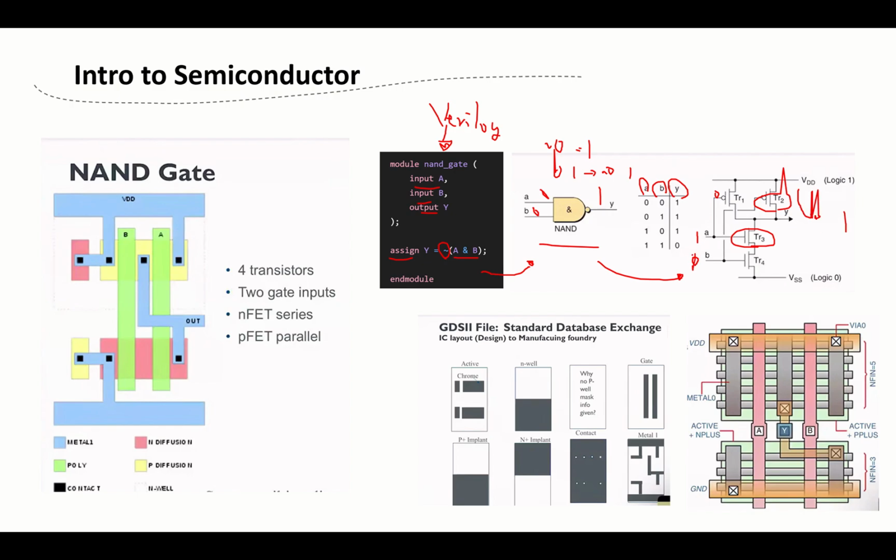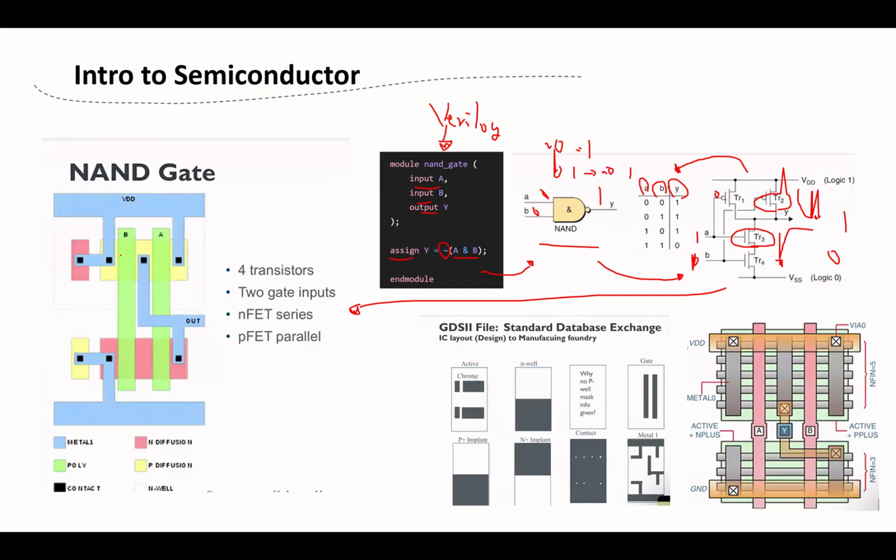However, if we give both of them 1, the 2 PMOS will be closed, but the 2 NMOS will be on. So the voltage will be drained down to the ground, so the output will be 0. You can play around and you'll figure out that this circuit really is the gate and the truth table here. After we have the circuit, then we do a layout.